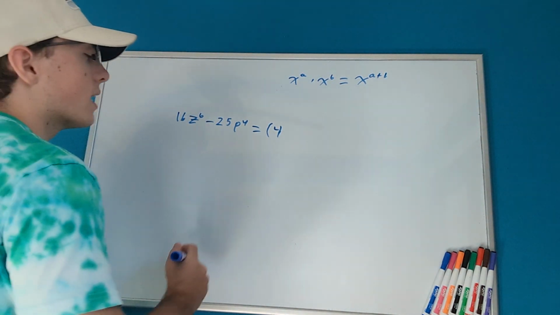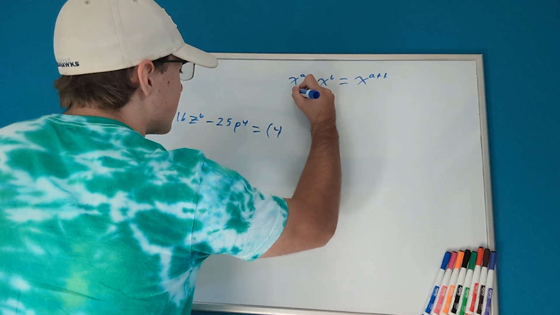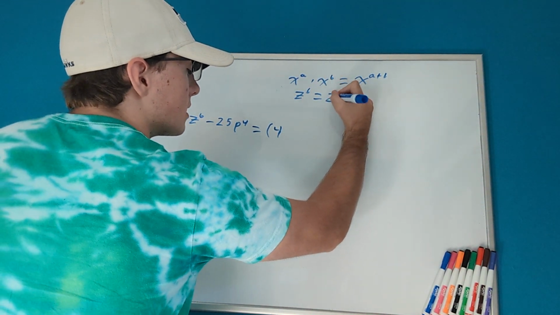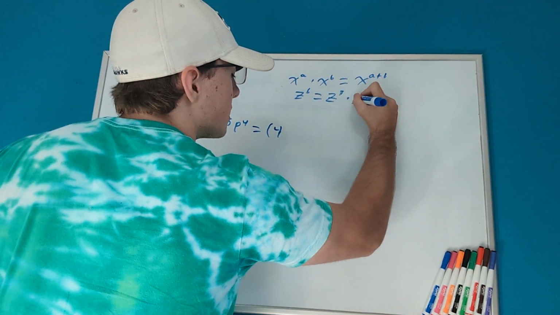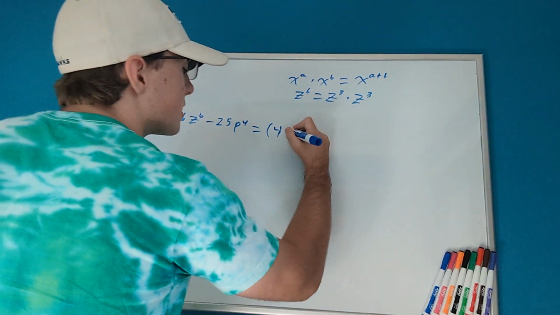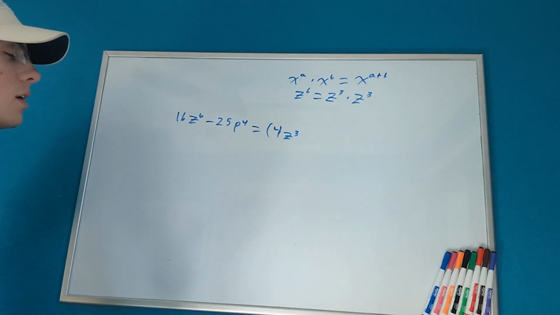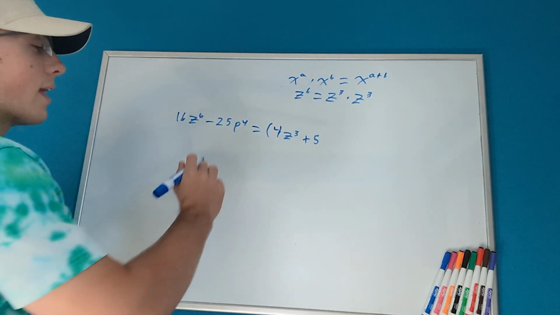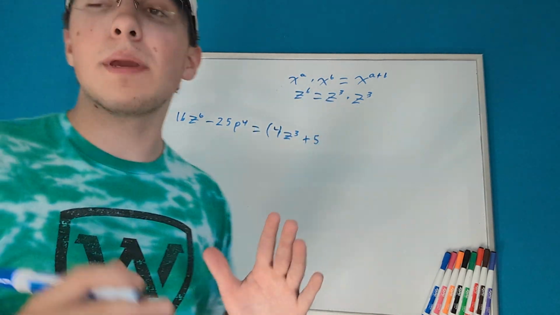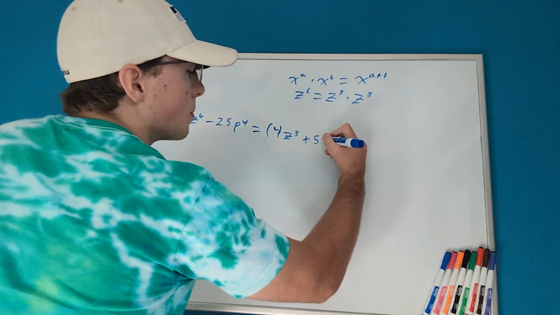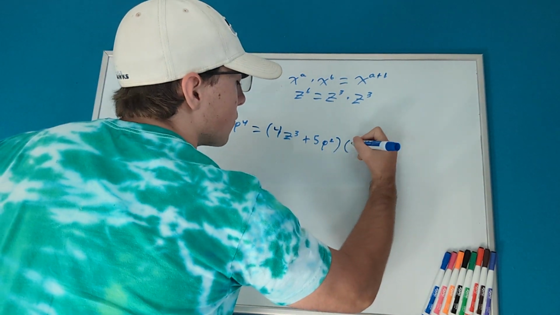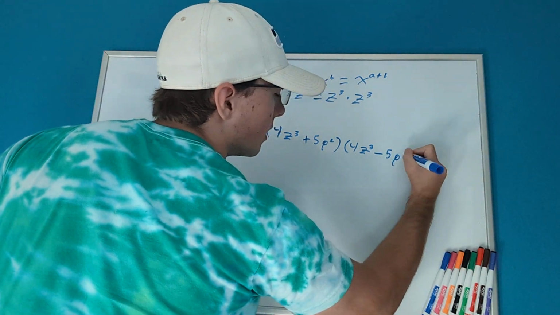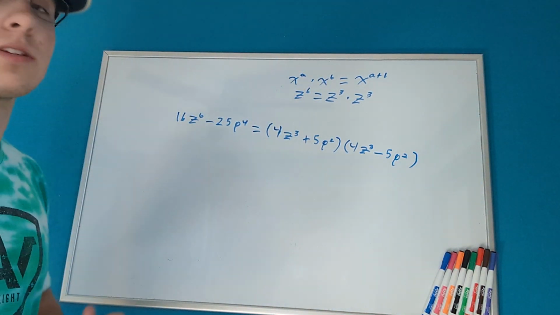So we can factor this, right? What we want is z to the 6th, we'll just be going backwards, equals z to the 3rd times z to the 3rd, right? So we can say this equals 4z to the 3rd, right? Then we have plus, then once again, square root of 25 is 5, and then p to the 4th. Well, we can just repeat the same process, right? And we'll see it's p squared. And then you just finish it off, 4z cubed minus 5p squared. And there we have factored that properly.